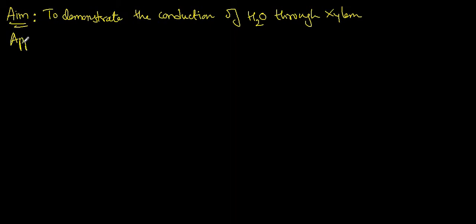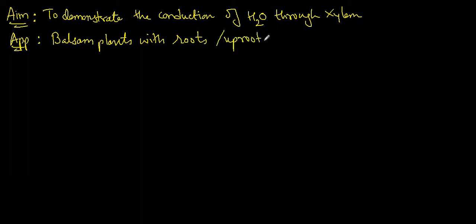Apparatus, or materials you can also say. Here we are going to take a balsam plant with roots, that is uprooted. Then we require eosin, that is a stain, and we require water and a beaker.